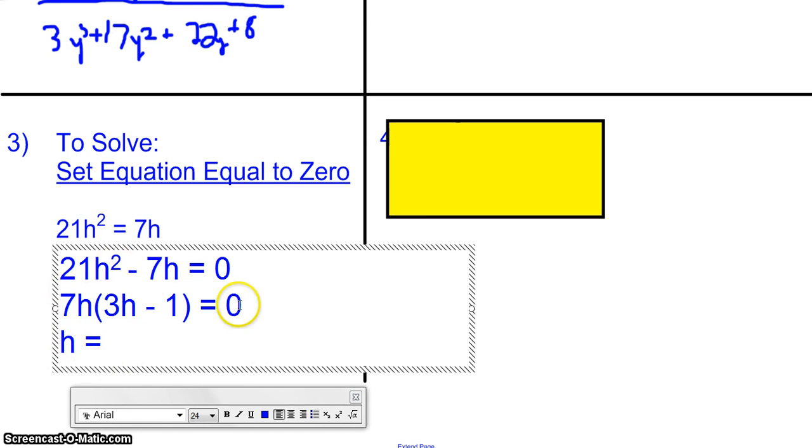Okay, so now what values could we plug in for h here in order to make this equation true? This one's easy. H could be 0, right? And in here, again, 3h minus 1 would have to equal 0, the whole thing. So we would add 1 and divide by 3, so 1/3.